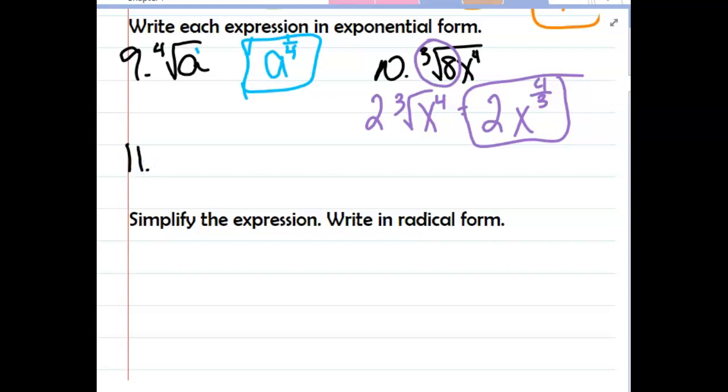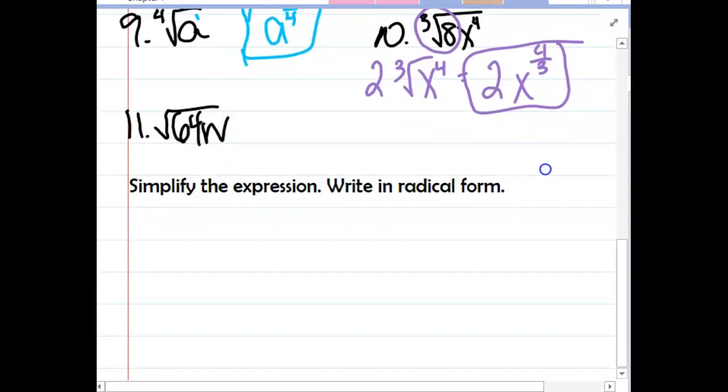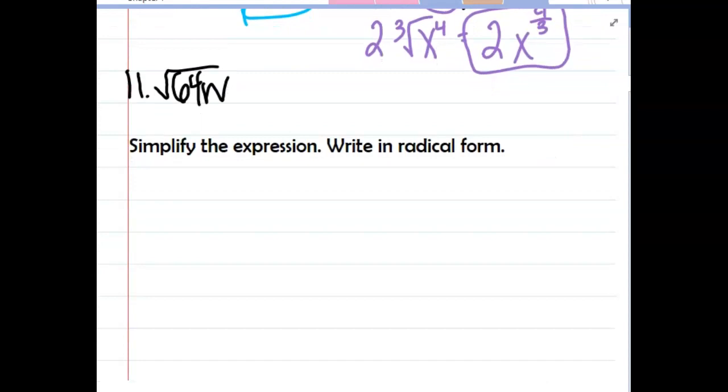Okay, a couple more of these. Number 11, the square root of 64w. Remember, before you take it out of radical form, you need to check if you can simplify. Can you take the square root of 64? What is the square root of 64? What times what? 8. So it's going to be 8. Remember, you can't take the square root of w, so we're going to leave it as the square root of w. So when you then take this into radical form, it's going to be 8.